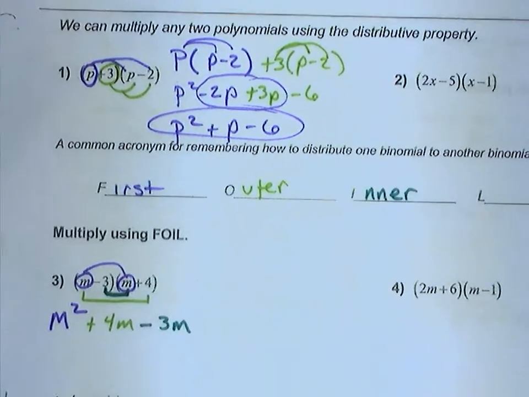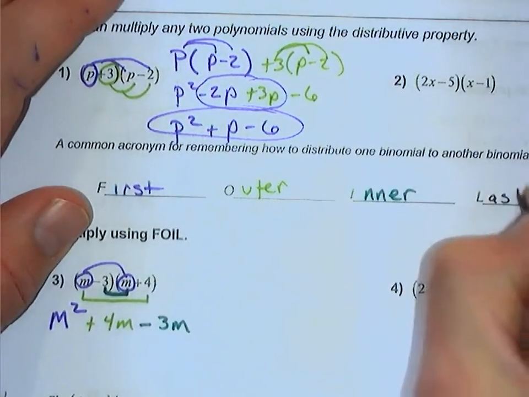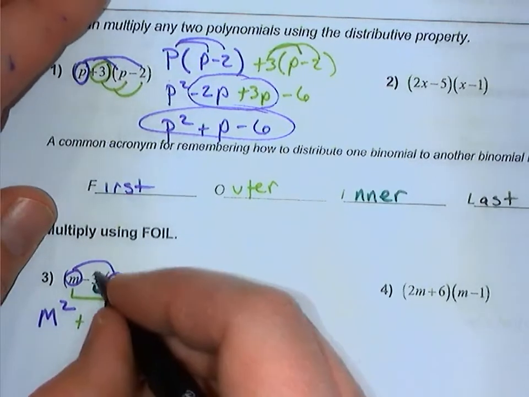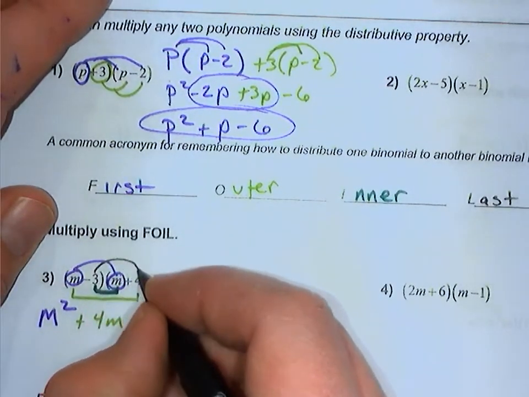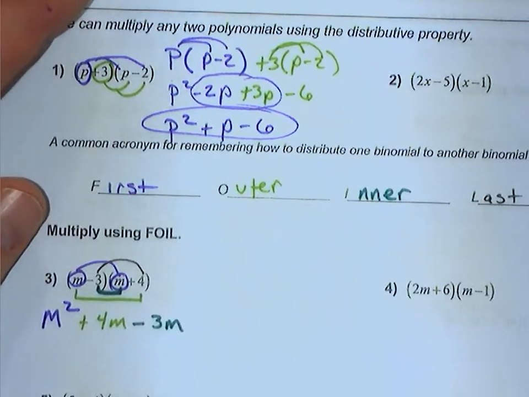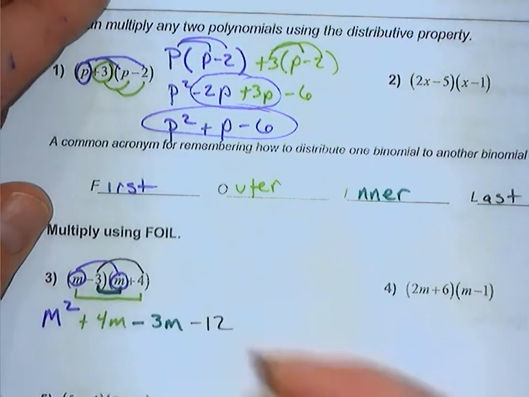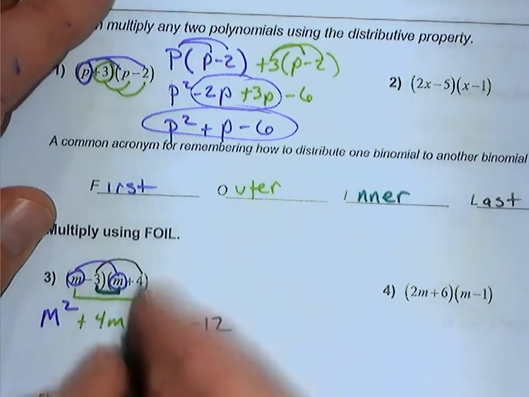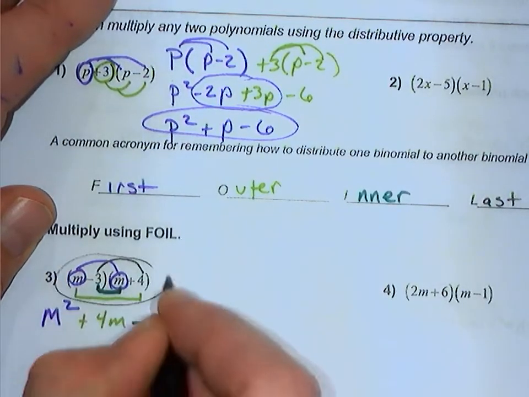That's negative 3m. And then last but not least, we're going to take our last terms. So L is for last, the FOIL. We're going to take negative 3 times 4. What's negative 3 times 4? Negative 12. So I got my first, outers, inners, last. And now I've taken all 4 terms.